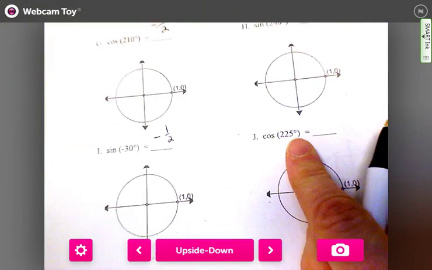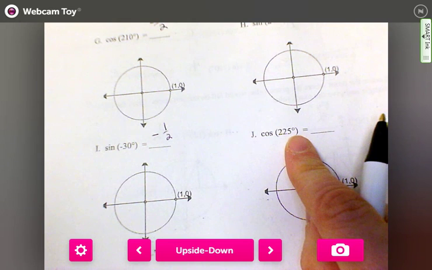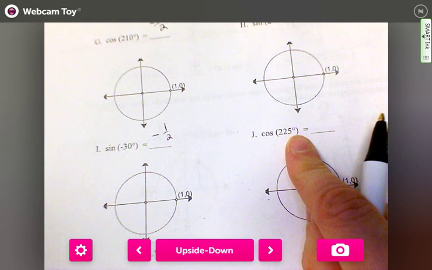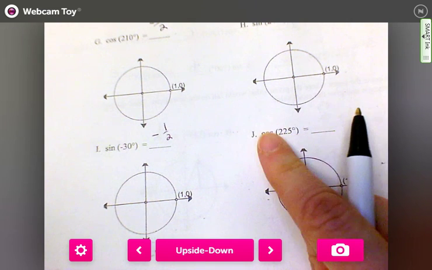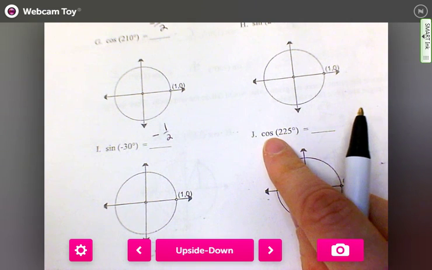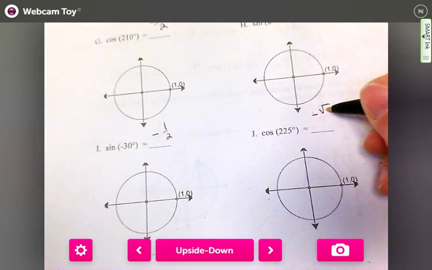Okay? Cosine of 225. Can anybody tell me what the cosine is of 225? Look at your unit circle, go to 225. Cosine is the x or y? X. And what's the x value at 225? Negative square root 2 over 2. Yeah.